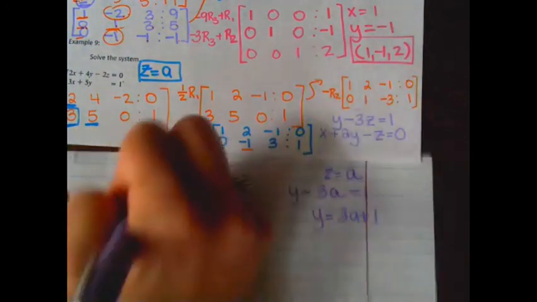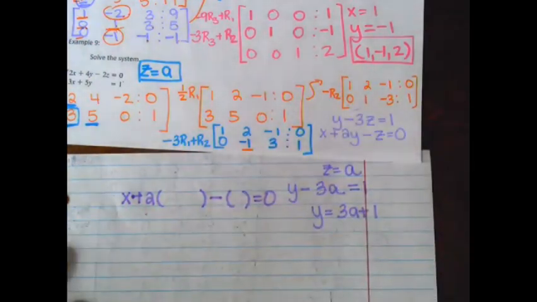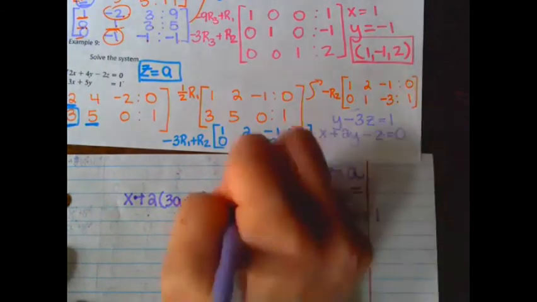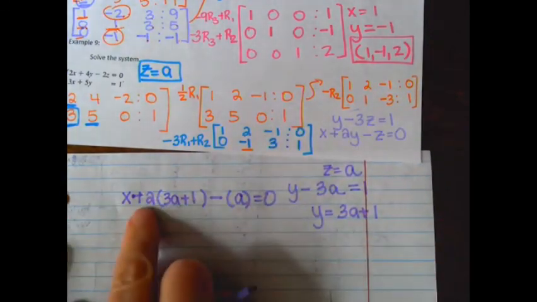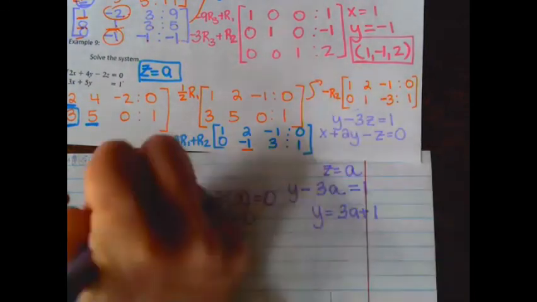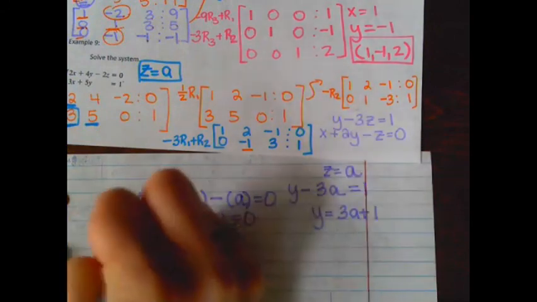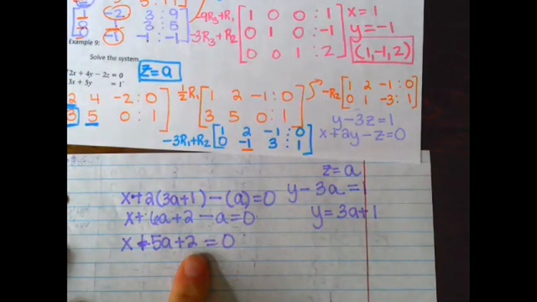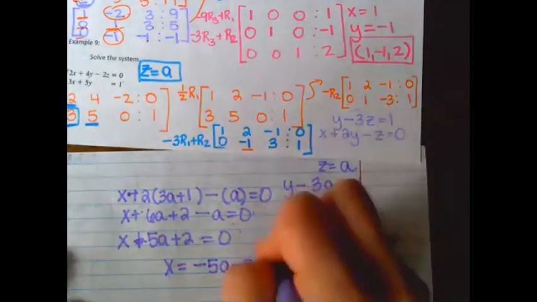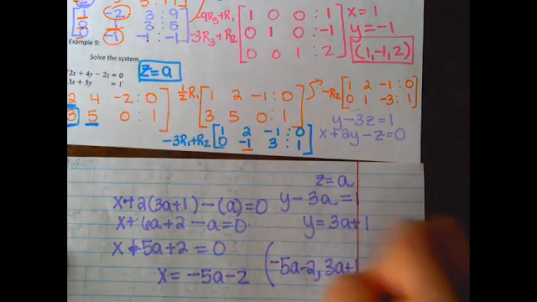Yeah. So now I know z is a, y is 3a plus 1, and now we have to find our x. So we have our x plus 2 times my y minus my z equals 0. Well, what's my y? 3a plus 1. And what's my z? A, right? So let's just solve for x. 3 times 2a is 6a. 2 times 1 is 2 minus a equals 0. And we have x plus 6a minus a is 5a plus 2 equals 0. Now, how would I move 5a and 2 to the other side? Wouldn't I subtract them? So x would just equal negative 5a minus 2. So we know what x, y, and z are. So my x is negative 5a minus 2, y is 3a plus 1, and my z is a.